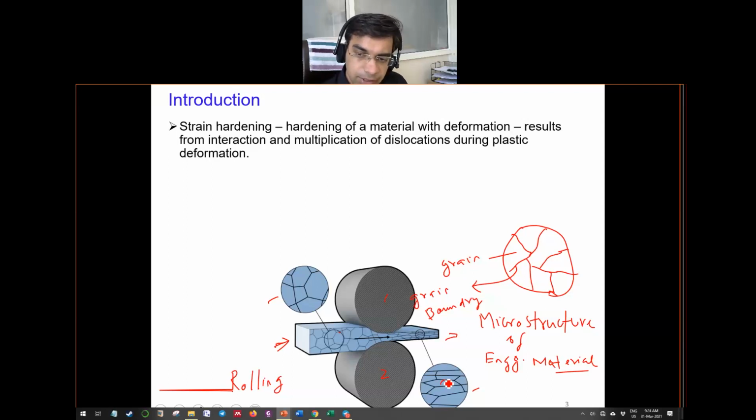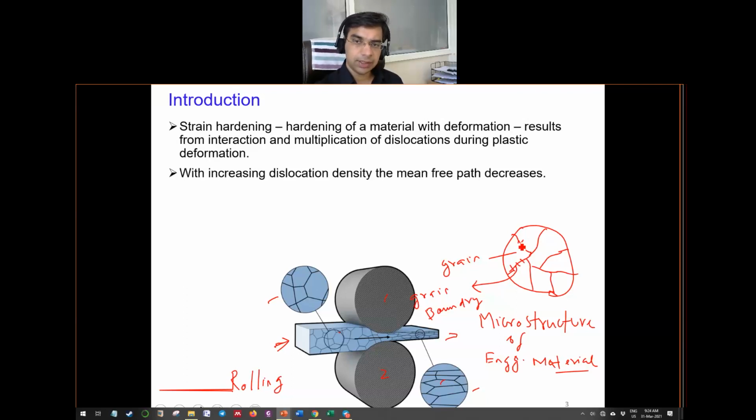What these grain boundaries are doing is basically pinning the grains together. When they pin them together, the grains cannot slide or slip. That is why the deformation becomes very difficult. This is how strain hardening works. In almost all the forming processes, strain hardening is observed, and it is used to enhance the strength of the material.